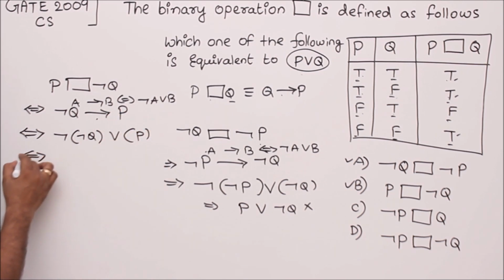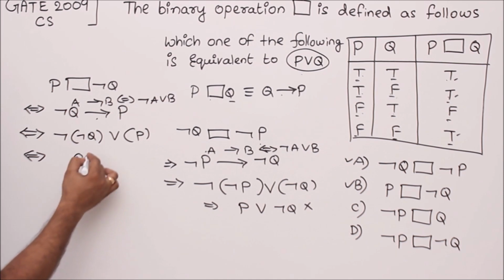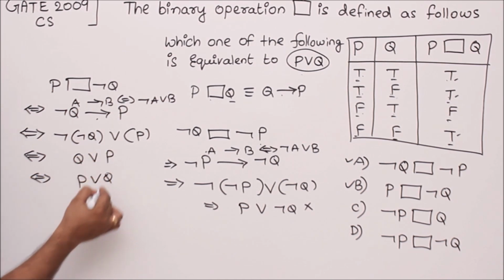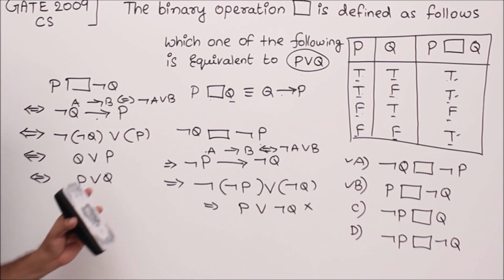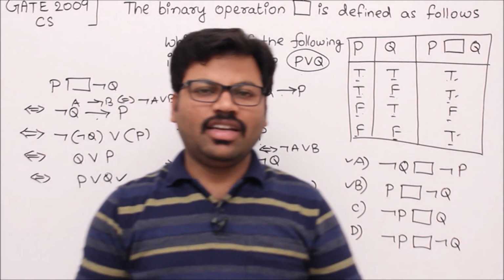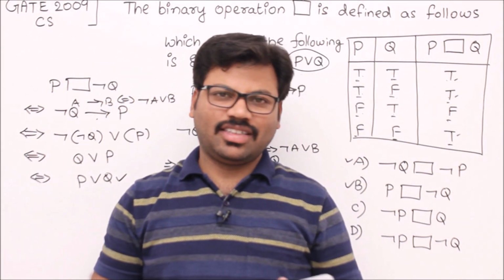Then it will become negation of negation Q, which is nothing but Q or P. So nothing but P or Q, since OR is commutative. So finally this option is giving you P or Q. That's why option B is correct. In that way easily you can answer this kind of questions.